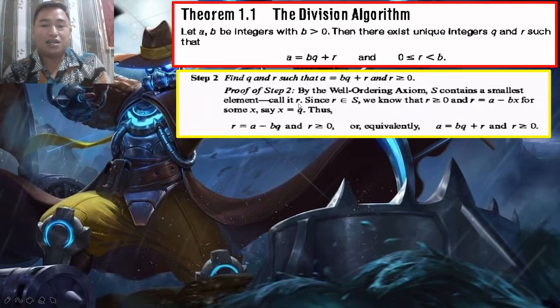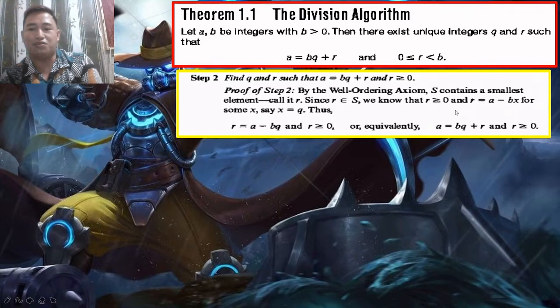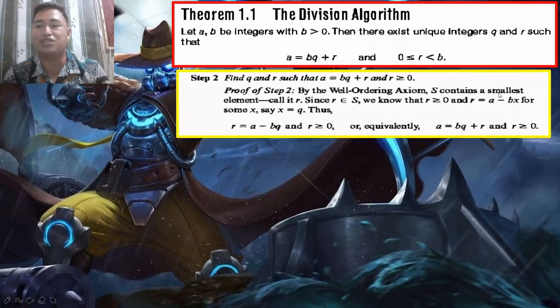So si r karon element na sa S. So since r is in S, we know that r is greater than or equal to 0. Syempre kay positive man ang mga elements ni S, ito mga a minus bx na i-consider. So we know that r is greater than or equal to 0 and r is equal to a minus bx for some x. So si r ma-express na siya as a minus bx for some x. So say x is equal to q.